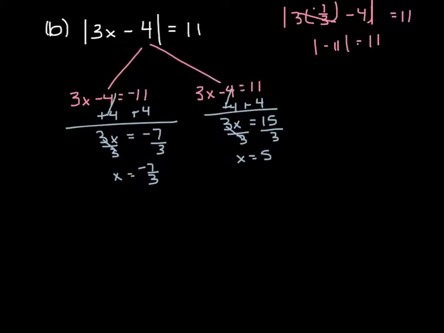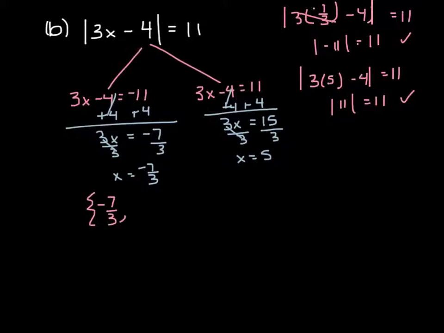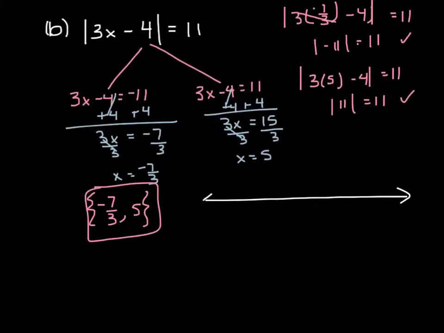So the absolute value of negative 11 is 11. That's true. And then 3 times 5 minus 4 equals 11. So that's 15 minus 4. So the absolute value of 11 equals 11. That's true also. So my solution set is negative 7/3 and 5. And then I'll graph that.